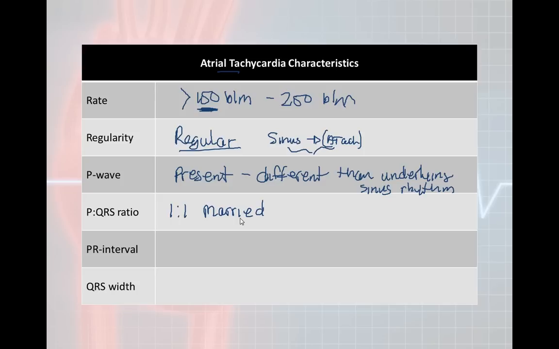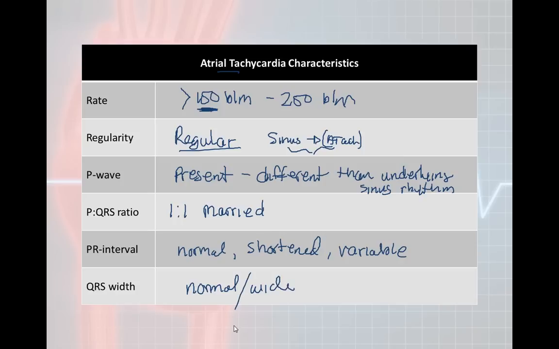Usually the PR intervals, they could be normal PR intervals, although they're probably not. They're probably shortened PR intervals, and they could also be variable. Once again, since this is an atrial problem, there is no issue with the QRS complex or the ventricles, so the QRSs could be normal or they could be wide. They could be either one. But like I said, it's an atrial problem, not a ventricular problem.